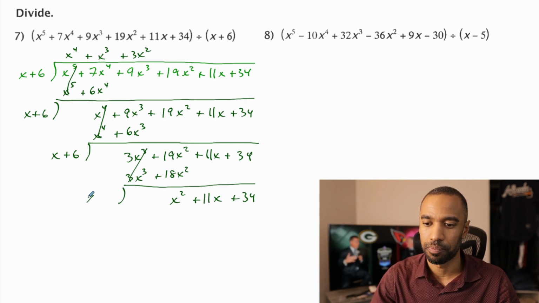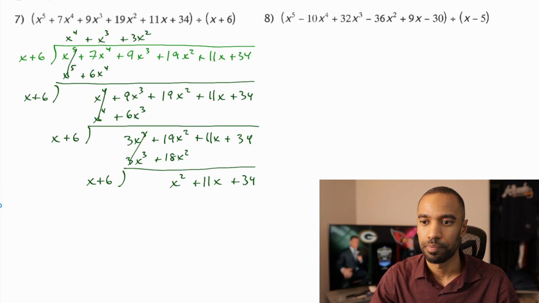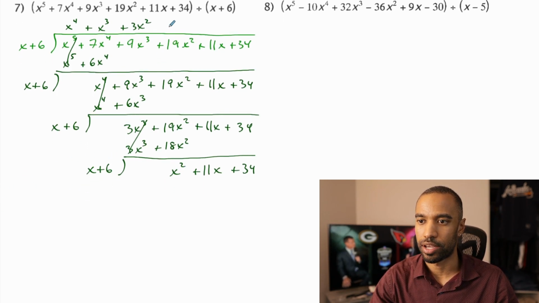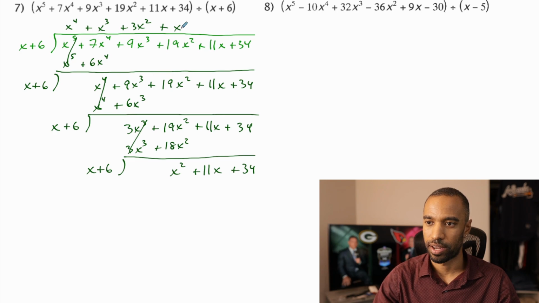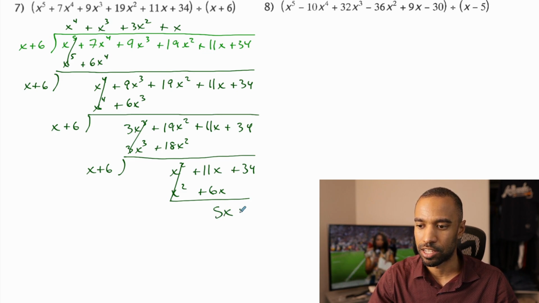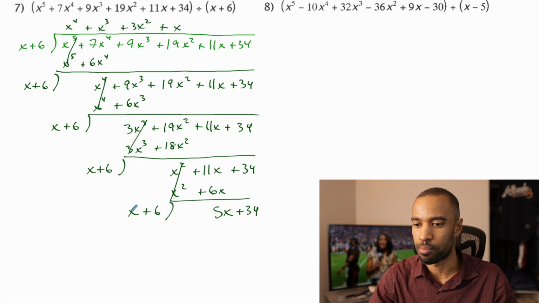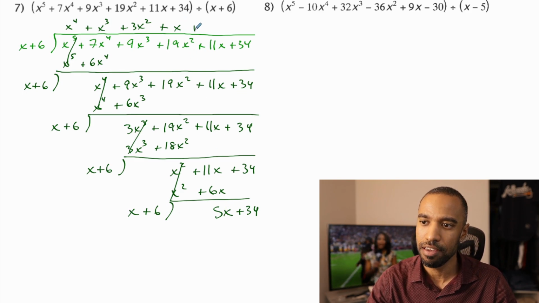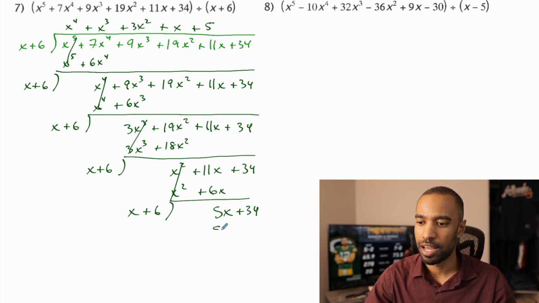All right, let's go. X goes into x squared just x times. 1x times x is x squared. 6 times x is 6x. Let's subtract, and we get 5x plus 34. Yep, looks like we're going to have a nice fancy remainder here. X goes into 5x 5 times, but 6 times 5 is just 30, not quite 34. And we subtract and we get a remainder of 4.